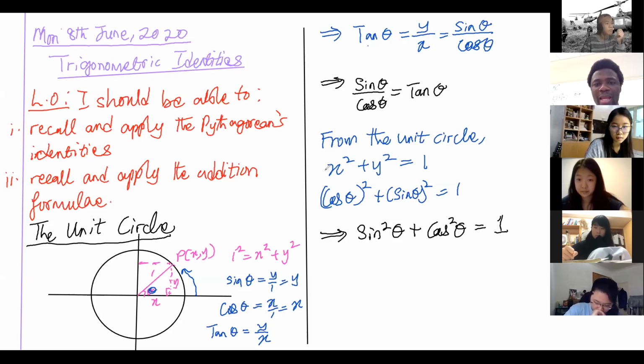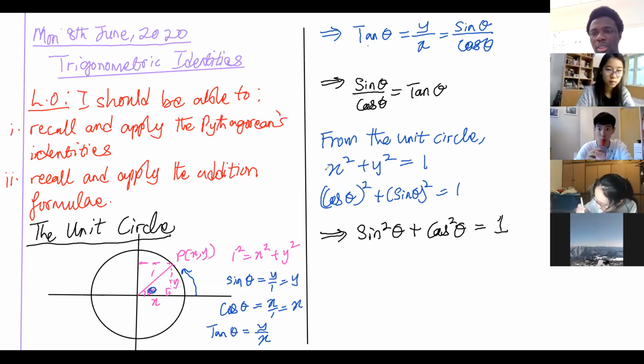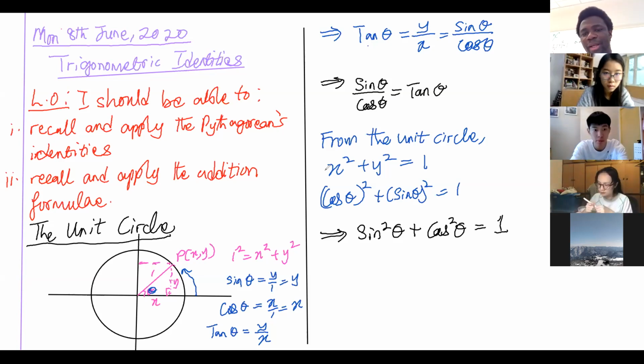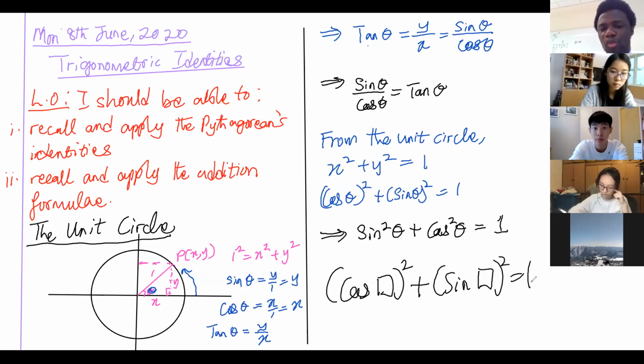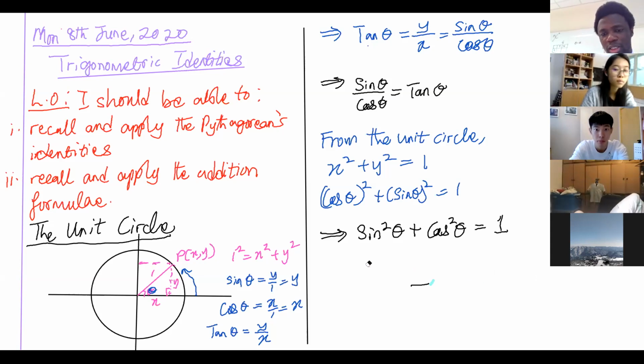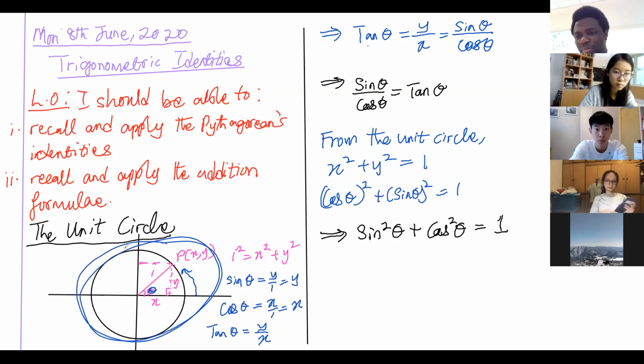I want you to choose any angle of your choice. Negative, positive, fraction, decimal, no matter how big, radian measure, nobody cares. And I want you to type in your calculator, open bracket, cos of that angle, close bracket, square, plus sine of the same angle, close bracket, square, and see if you get 1. You must get 1. So please try it. So that's another identity. This is called the Pythagorean identity because it's the relationship here using the Pythagoras theorem. Do you understand that?